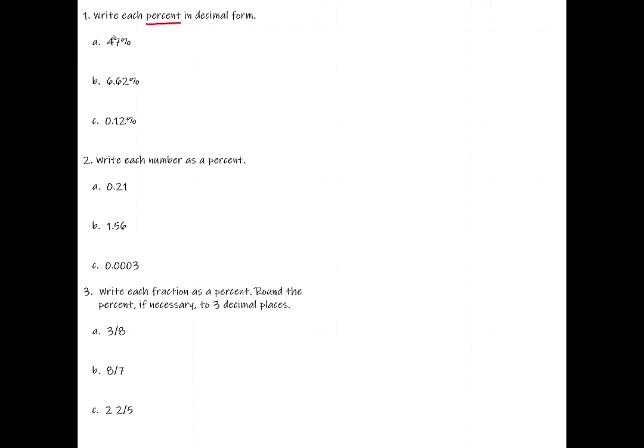Now there's a difference between problem 1 and the other two problems, 2 and 3. In problem 2, we're starting with numbers, decimals. And in problem 3, we're starting with numbers as well, fractions. But in problem 1, we're not. A percentage is not a number.